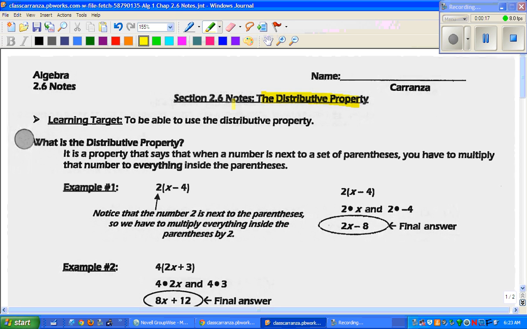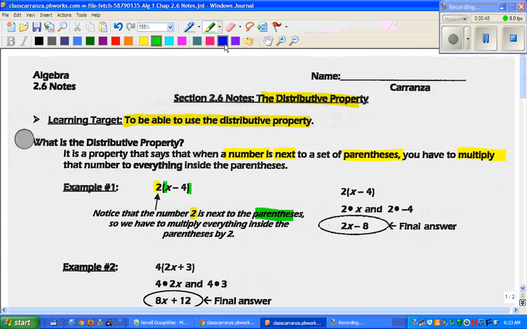Our learning target today is to be able to use the distributive property. What the distributive property is, is a property that says that when a number is next to a set of parentheses, you can multiply that number, okay? So notice in example 1 that the number 2 is right next to the parentheses.